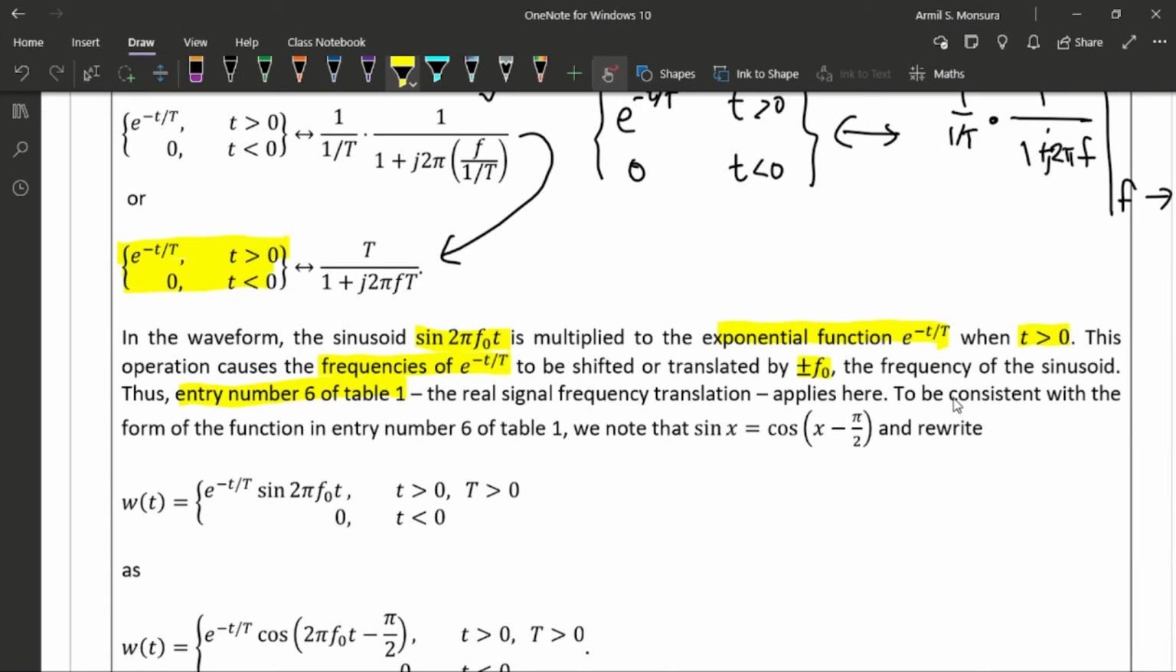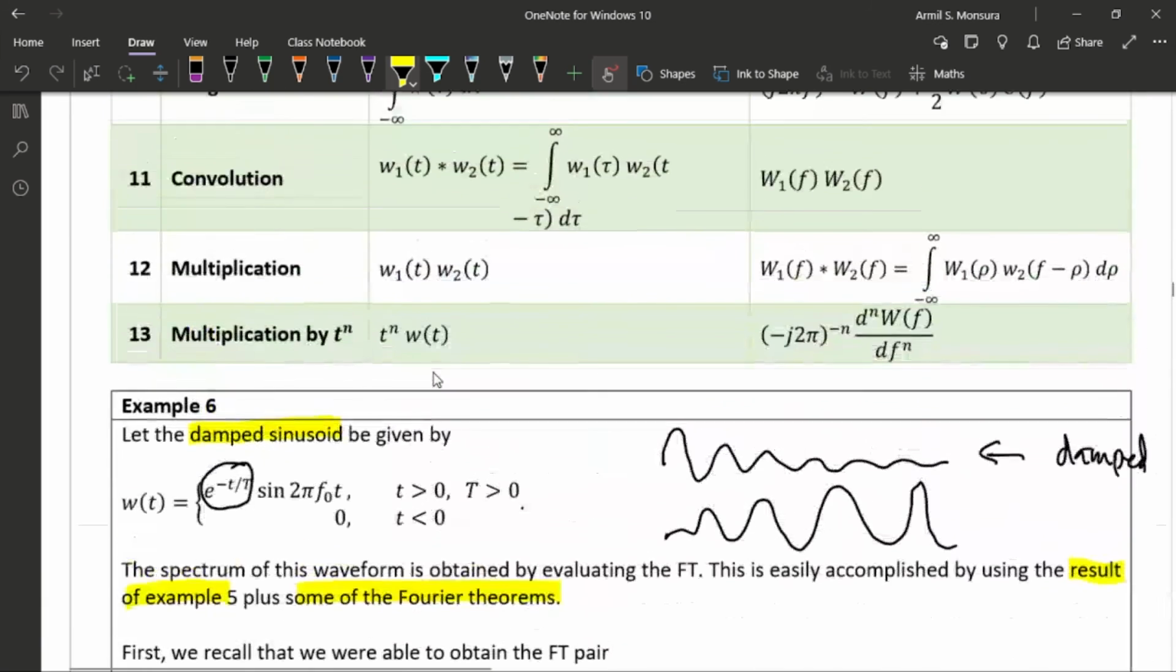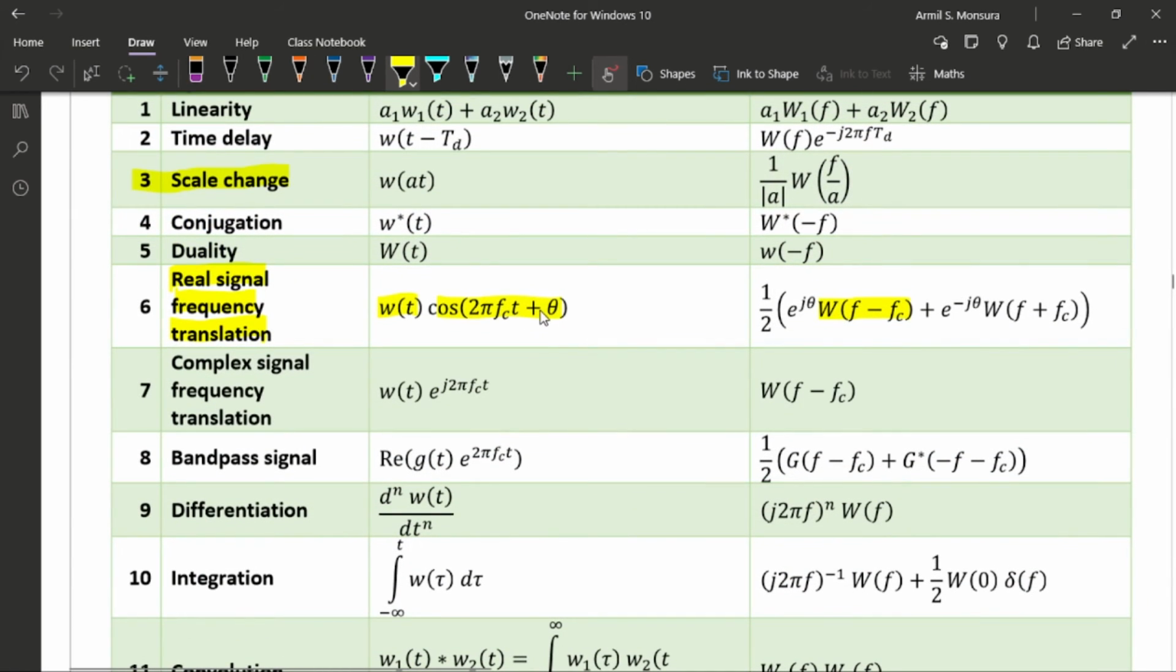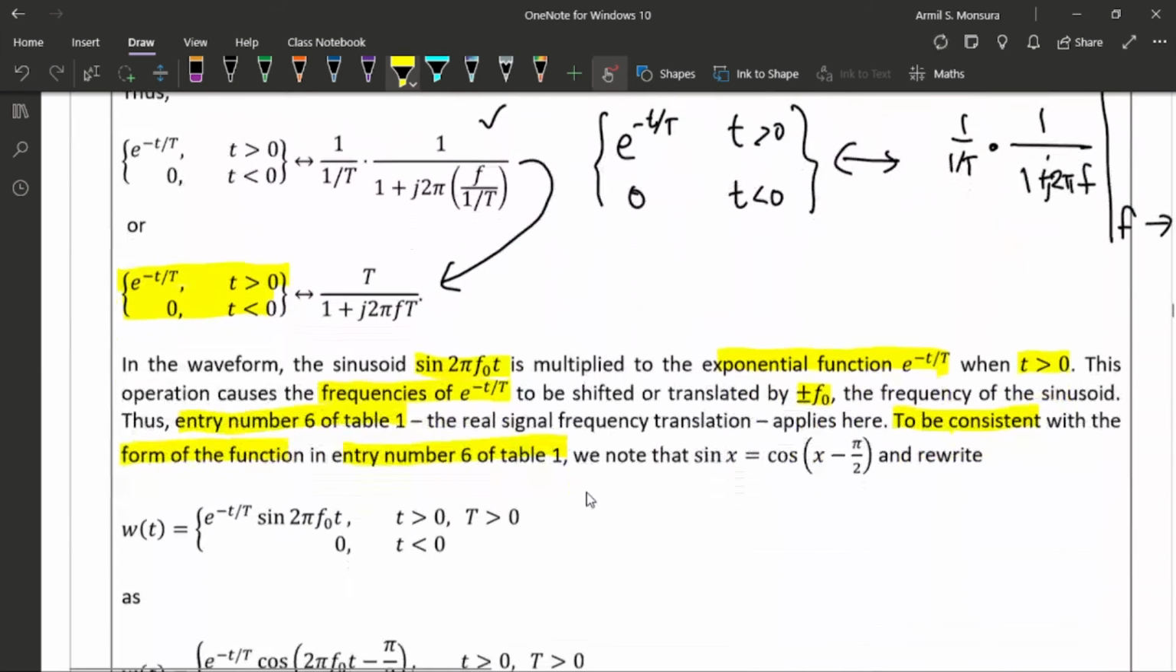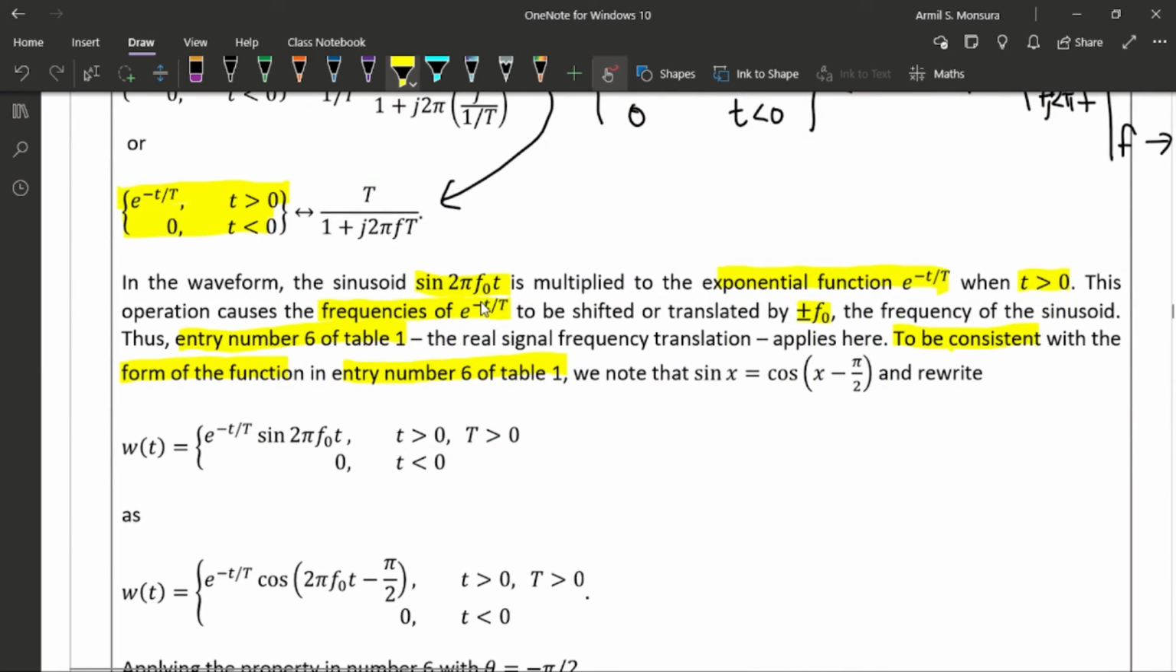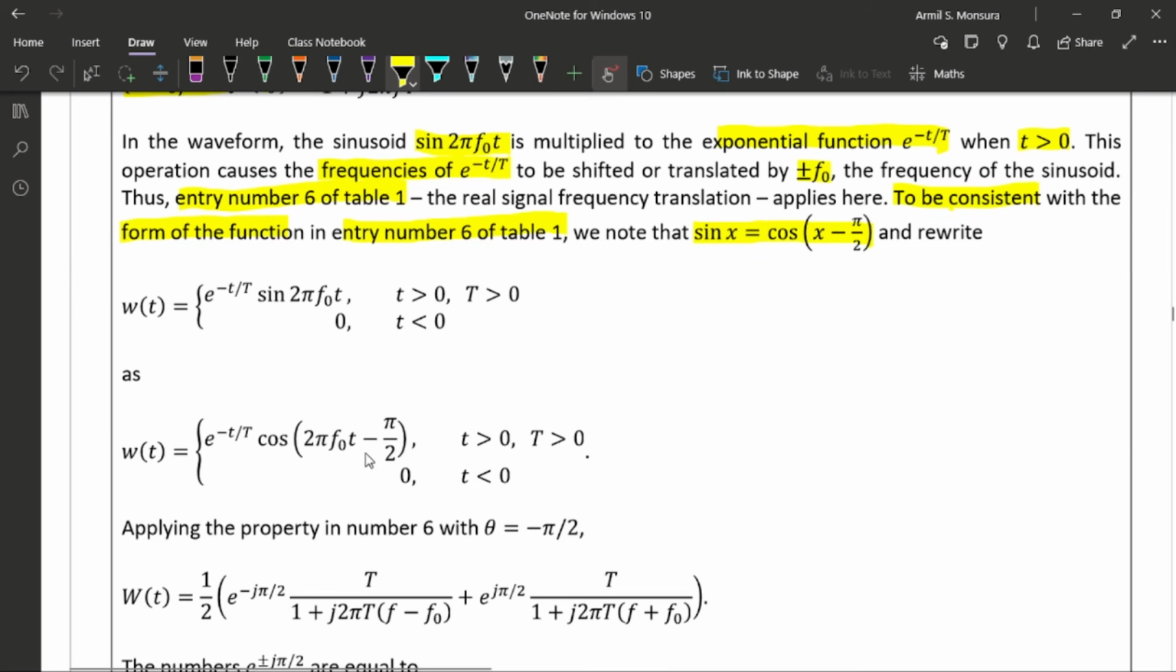Now, to be consistent with the form of the function in entry number 6 of table 1, kasi yung nakalagay doon cosine, that is cosine of 2 pi fc t plus theta, and the sinusoid that you have to multiply here is sine, then we'll have to rewrite this function as a cosine, using this trigonometric identity: sine of x is cosine of x minus pi over 2. And rewrite your original waveform as this one.